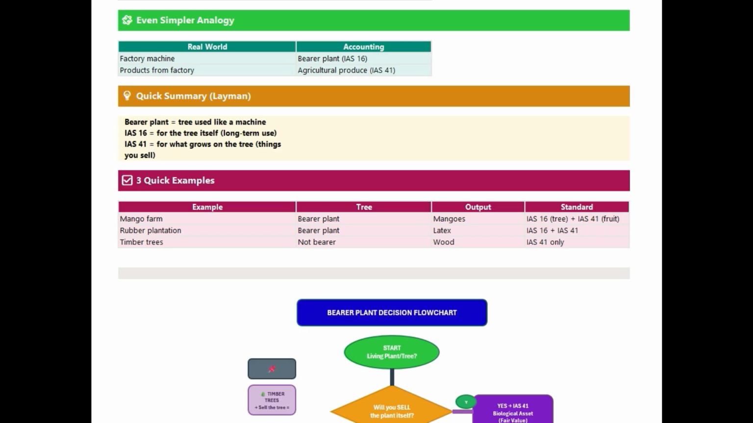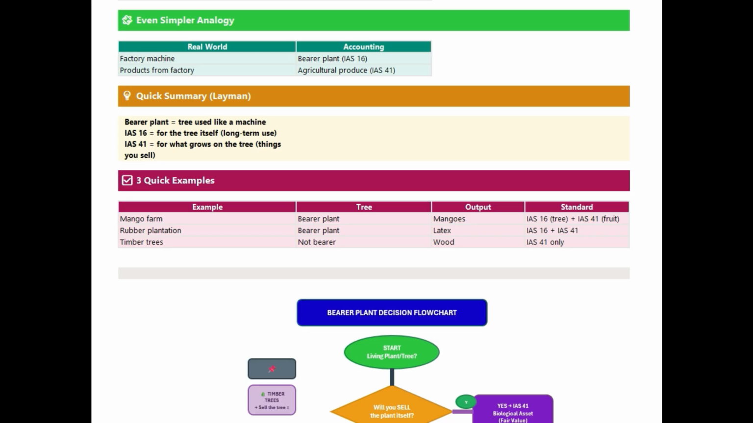Take these three examples. Mango farm, it's a bearer plant and the output is mangoes. So therefore the trees will be under IAS 16 and the fruit will be treated under IAS 41. Rubber plantation, which is a bearer plant, the tree, the output is latex. So therefore the tree will be under IAS 16 and the output will be under IAS 41.